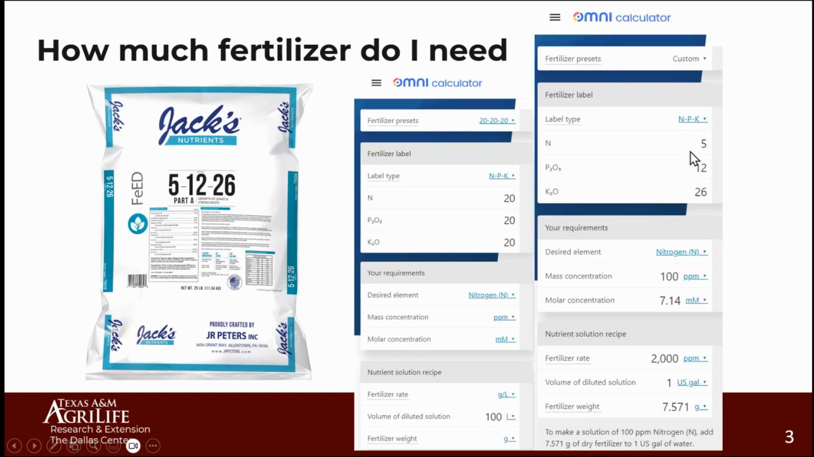For example, we input 5, 12, 26 for this fertilizer, and our desired nitrogen rate is 100 ppm, so I input 100 ppm. This will automatically calculate, for example, that for 1 gallon of nutrient solution, we need to weigh 7.571 grams. So the calculator can easily help you calculate how much fertilizer you need to weigh to make your desired concentration of nutrient solution, especially in the hydroponic system.